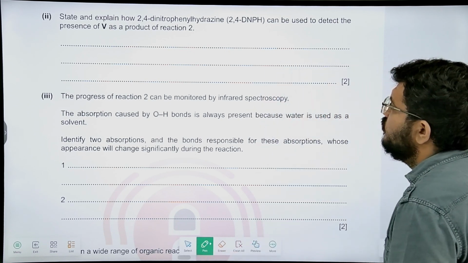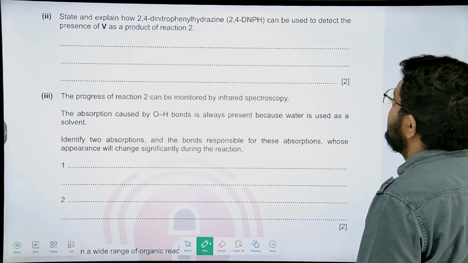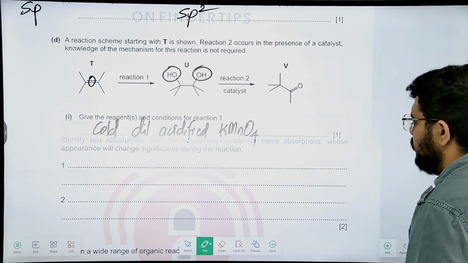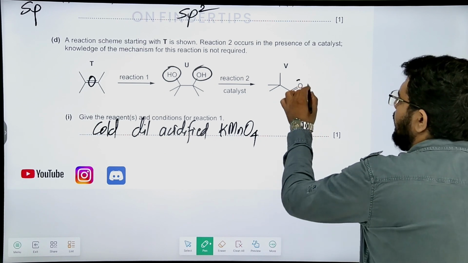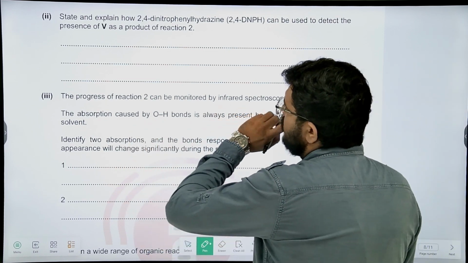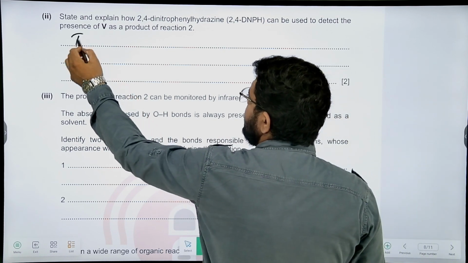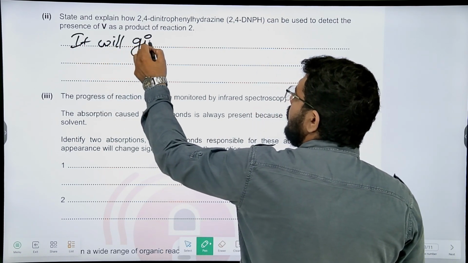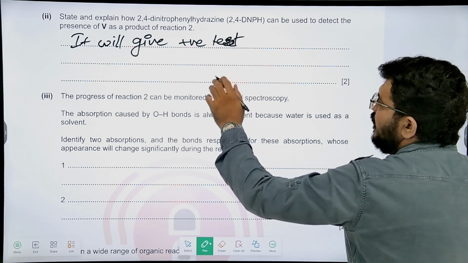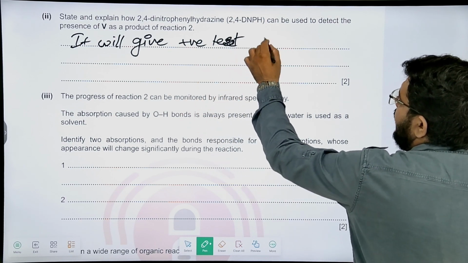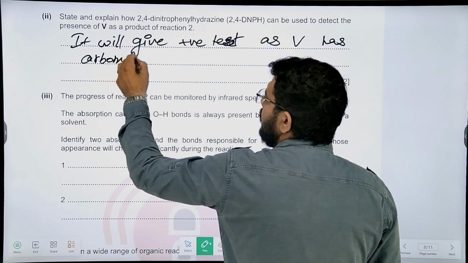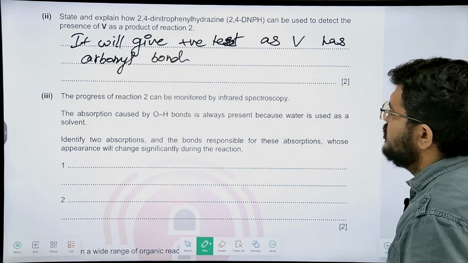State and explain how 2,4-dinitrophenylhydrazine, DNPH, can be used to detect the presence of V as a product of reaction 2. For this, we'll need to look at V. Okay, V has a carbonyl bond present. So state and explain. It will give a positive test. What is the positive test over here? The color changes. You can also write which color. It will give a positive test as V has a carbonyl bond, right? Carbon and oxygen is present.